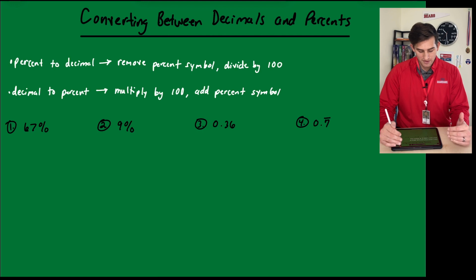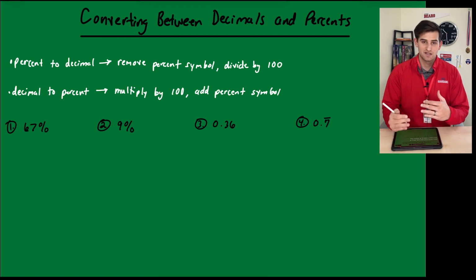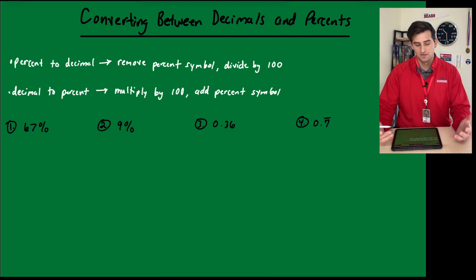So when we go from percent to decimal, we're going to remove the percent symbol, and then we're going to divide by 100 because percent means out of 100, right? Part of a whole, essentially. And so we're going to remove the percent symbol, and then we'll divide by 100. And then the other way around, decimal to percent, we're essentially going to reverse those steps. We're going to multiply by 100, and then we will add in the percent symbol.